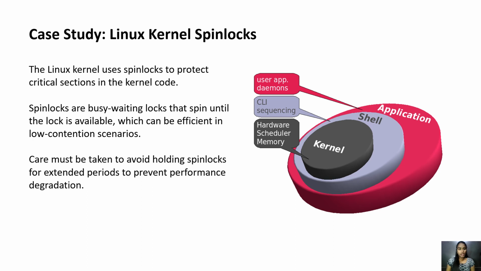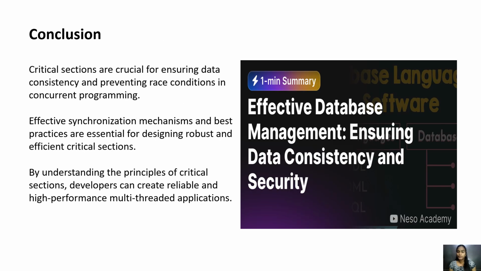Another case study: spin locks in the Linux kernel. The Linux kernel uses spin locks to protect critical sections in the kernel code. Spin locks are busy-waiting locks that spin until the lock is available, which can be efficient in low contention scenarios. Care must be taken to avoid holding spin locks for extended periods to prevent performance degradation.